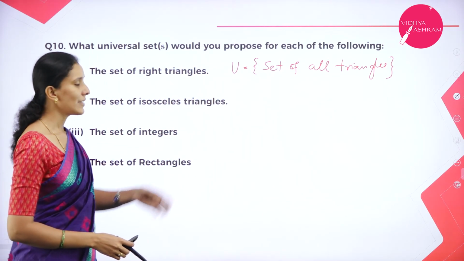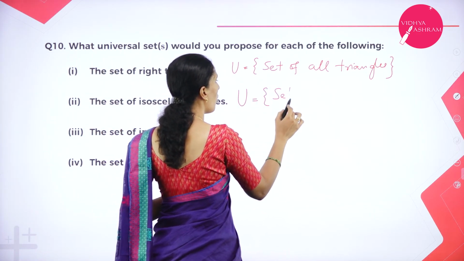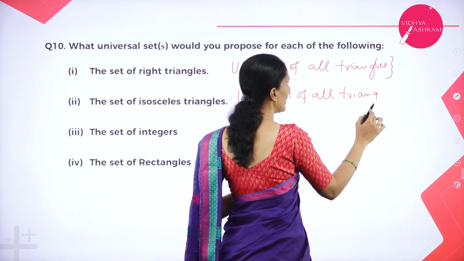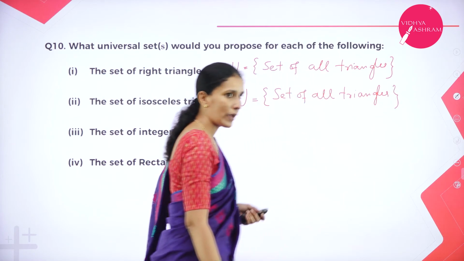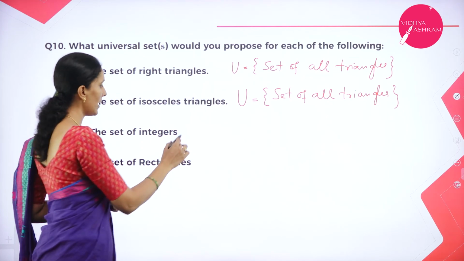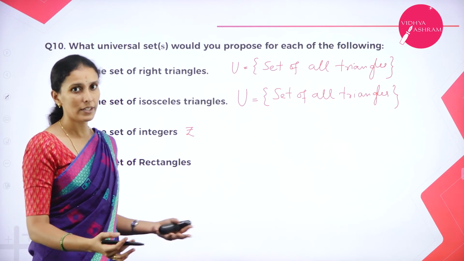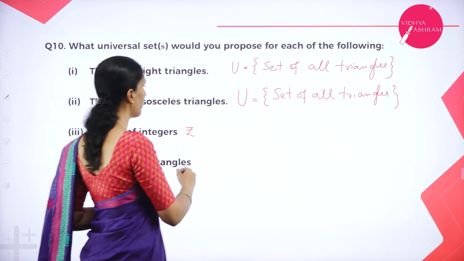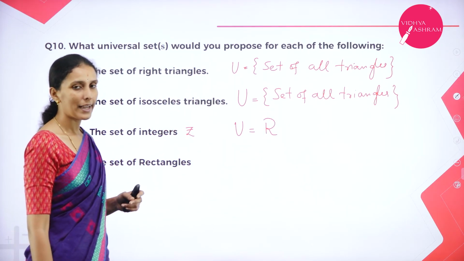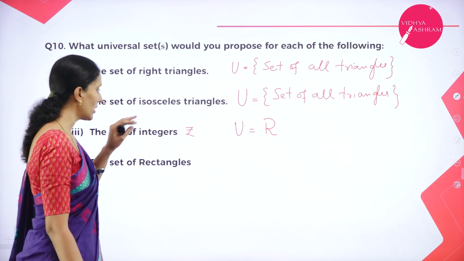Next, the set of isosceles triangles, you can write the same, because the set of all triangles contains all types of triangles, whether equilateral, isosceles, equiangular, right angle triangle, etc. Set of integers, Z. I said real numbers can become a universal set for any other sets. So I can write U is equal to R, or simply the set of real numbers can form a universal set for this.